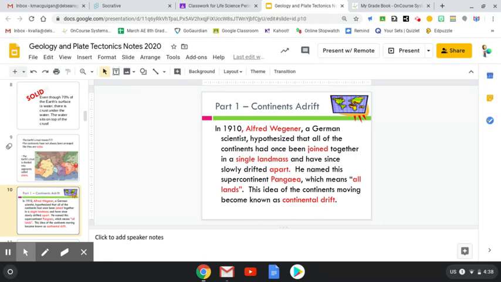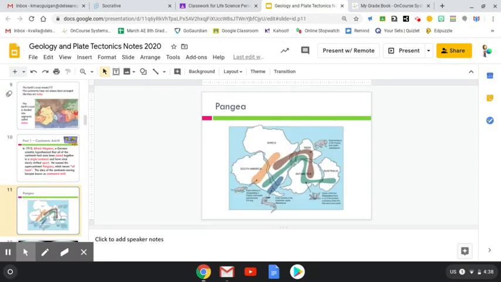In 1910, Alfred Wegener, a German scientist, hypothesized that all of the continents had once been joined together in a single landmass and have since slowly, and I'm talking slowly, drifted apart. He named the supercontinent Pangea, which means all lands. This idea of the continents moving became known as continental drift. If you look at that word root, think of continent. You might see this if you type Pangea into Google. You'll see similar graphics of how all of our continents were once one.